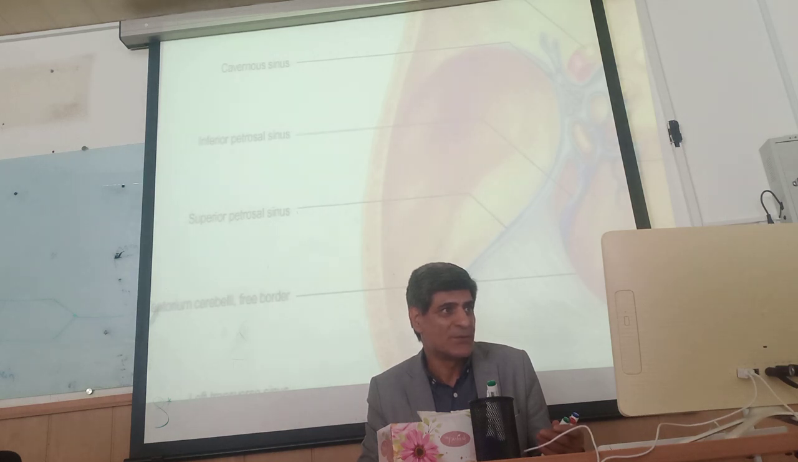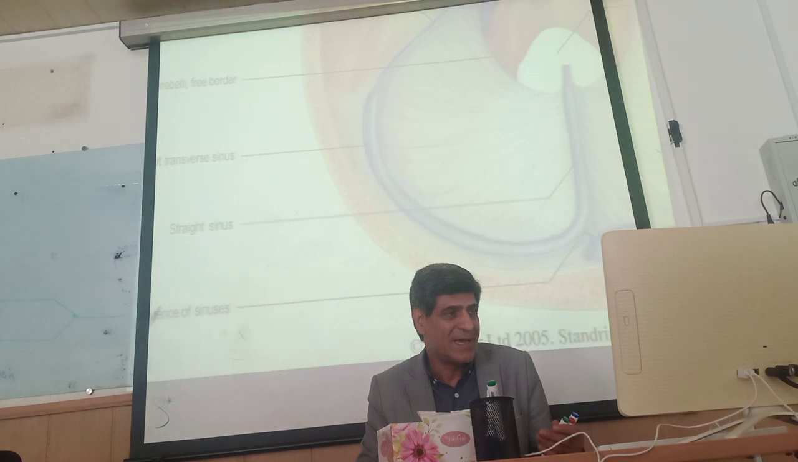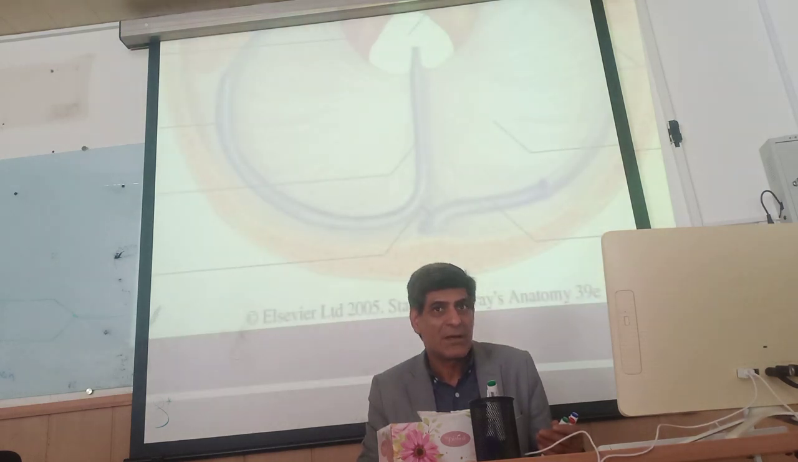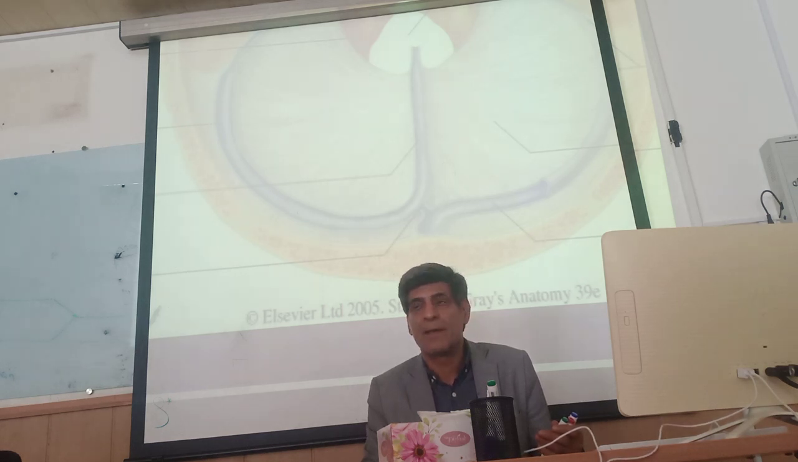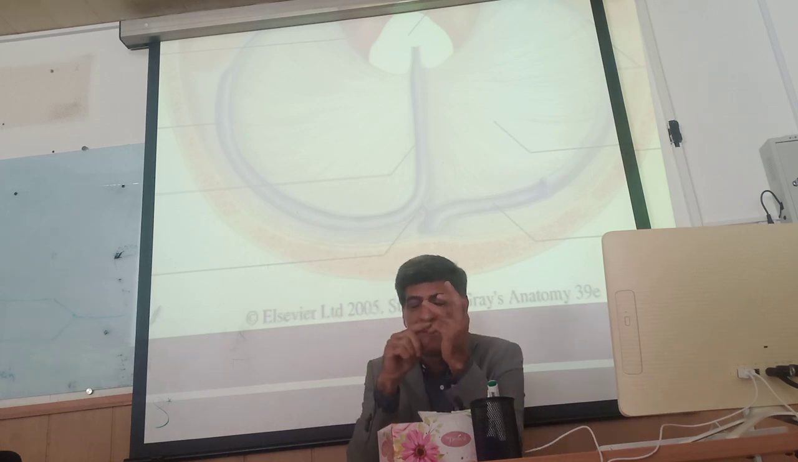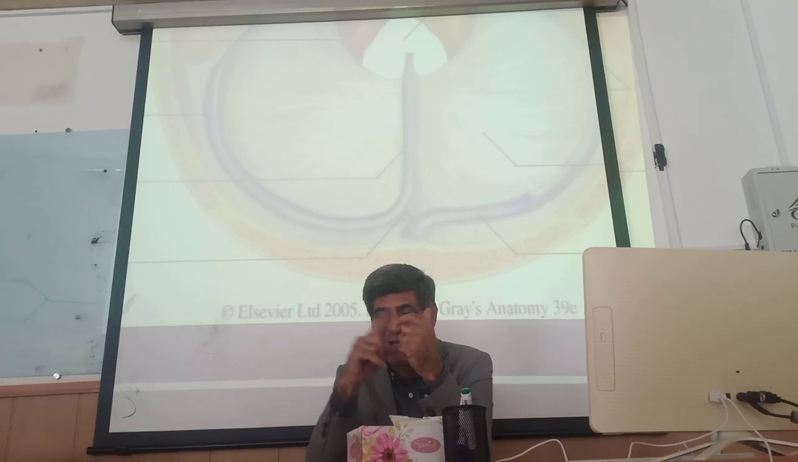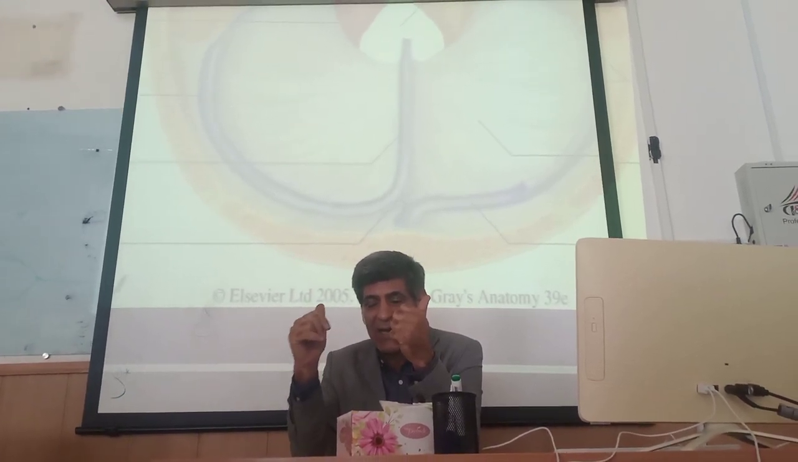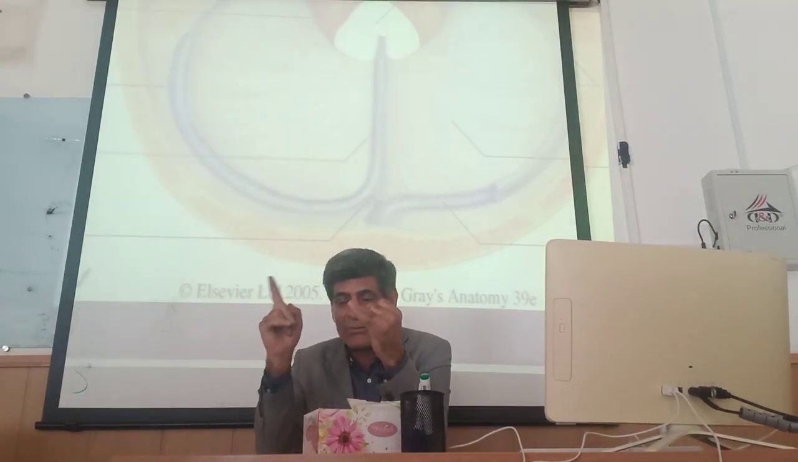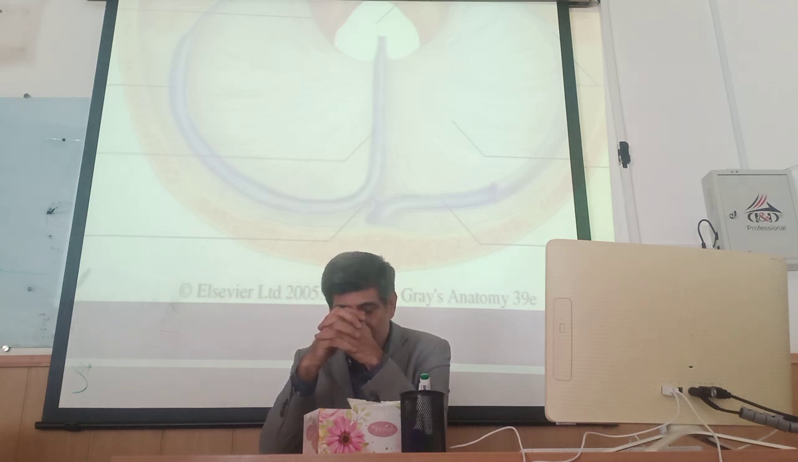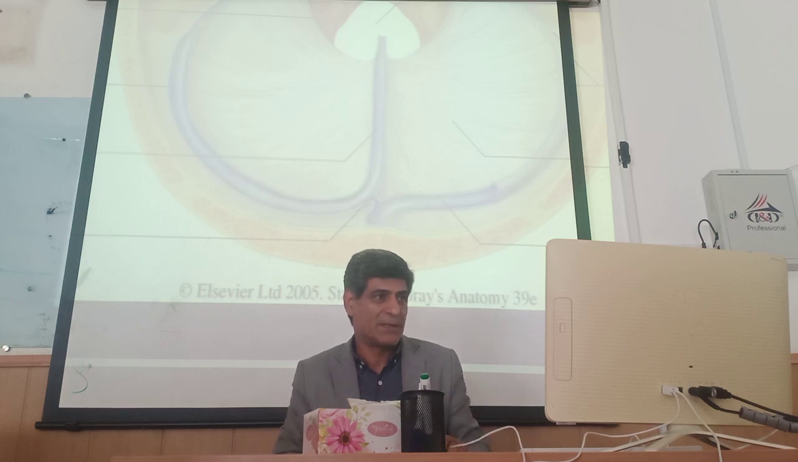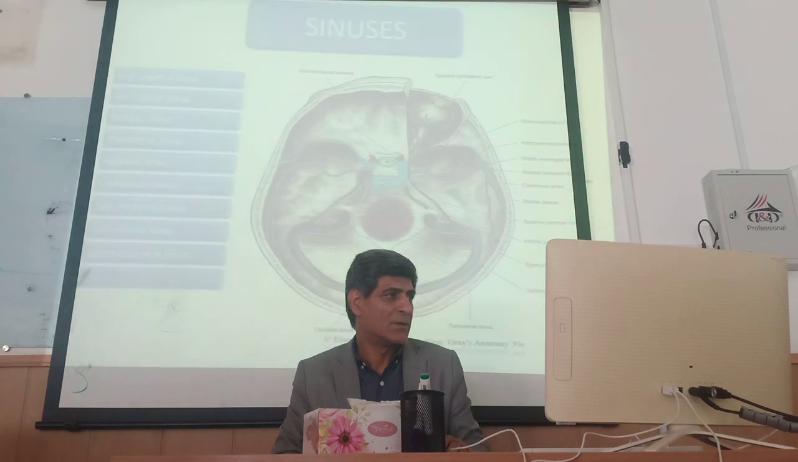Sinuses of the brain: cavernous sinus, inferior petrosal sinus, superior petrosal sinus, left transverse sinus, straight sinus, confluence of sinuses, and sphenoparietal sinus. All the sinuses of the brain: superior sagittal sinus, inferior sagittal sinus, straight sinus, left and right transverse sinus, superior petrosal sinus, inferior petrosal sinus, sigmoid sinus, and finally the sphenoparietal sinus.